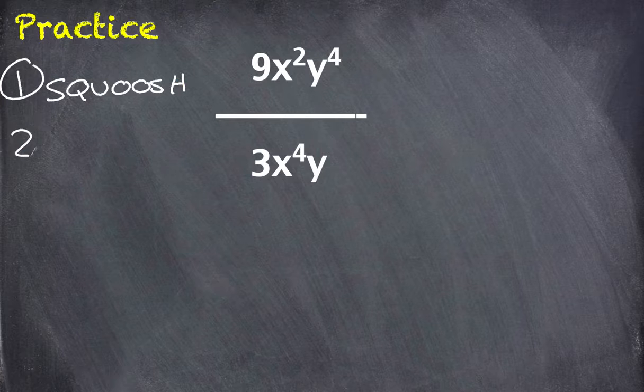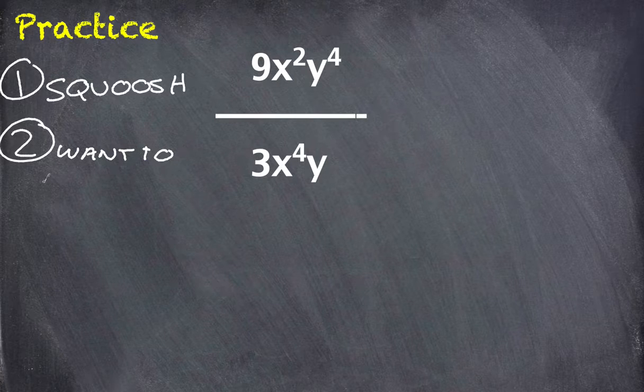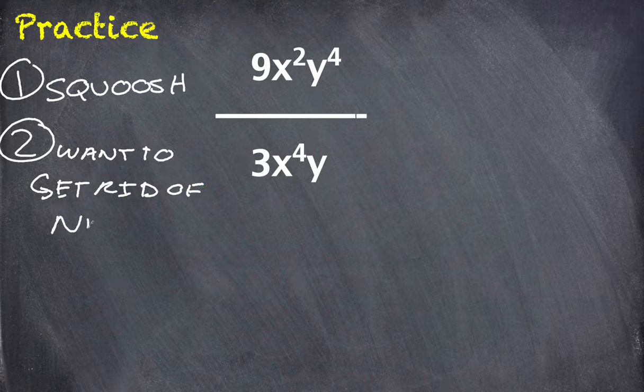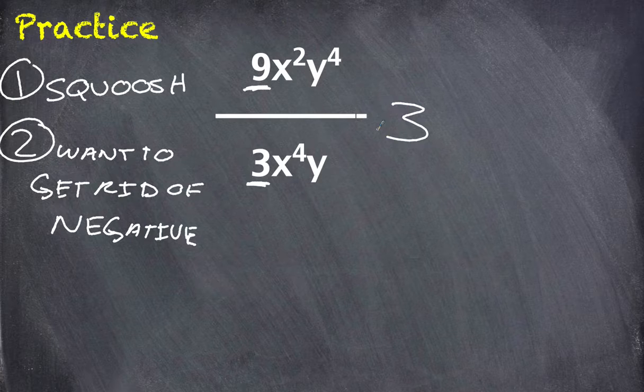And then the second thing is we want to get rid of the negative. And we do this by the trick that we just showed. On your quiz, you'll be asked to have only positive exponents. So just like in the other video we talked about, you want to do the coefficients, 9 divided by 3, which will be 3.